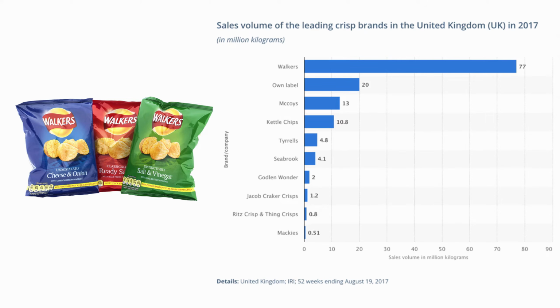Back to the humble potato crisp. We know that Walker's is the market leader in terms of the value of crisps sold, but what about the volume of crisps sold in the UK? Well, some data from a year or two ago suggests that Walker's is by far the market leader in terms of sales volume. In 2017, 77 million kilograms of Walker's crisps were sold, compared with McCoy's, Kettle, Tyrrell's, six, seven, eight times as large as other leading crisp brands.